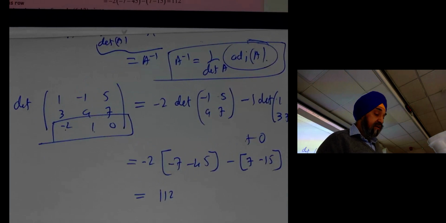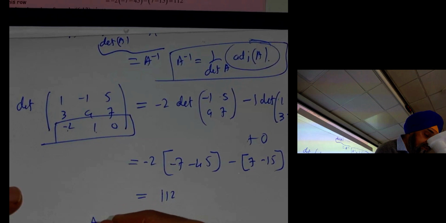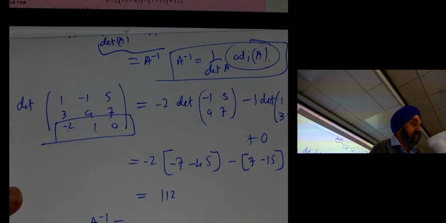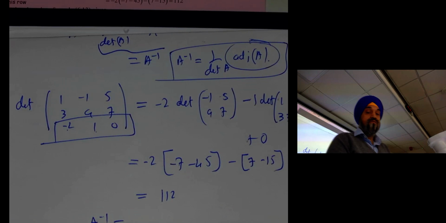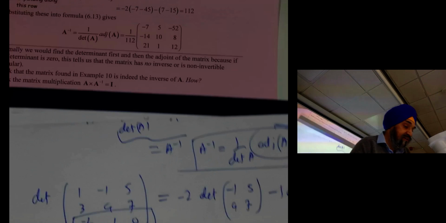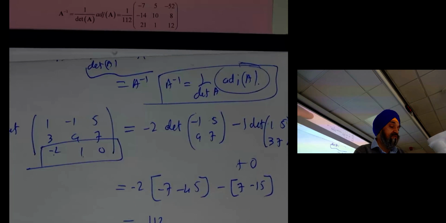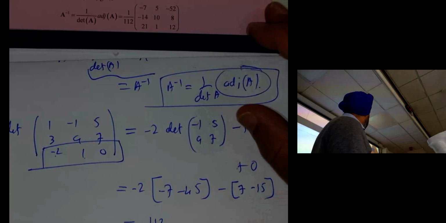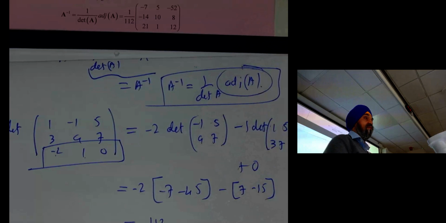So the inverse, A minus 1, is what? What's going to be the inverse of the matrix? What do you write down first? Yeah, 1 over 112, isn't it? 1 over 112, and the cofactor matrix transposed. There it is.